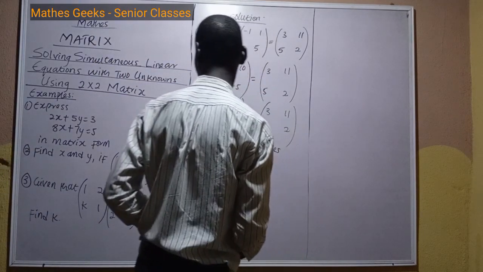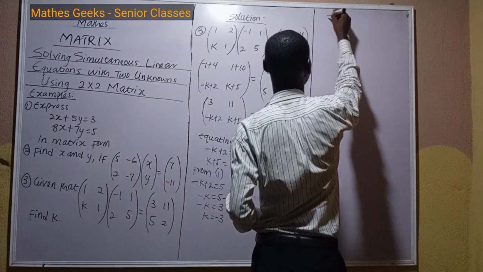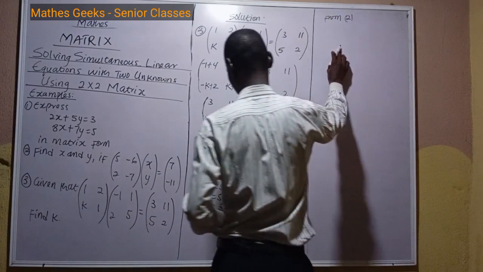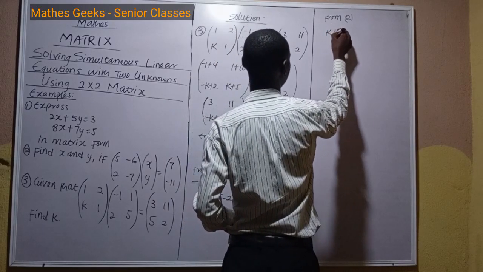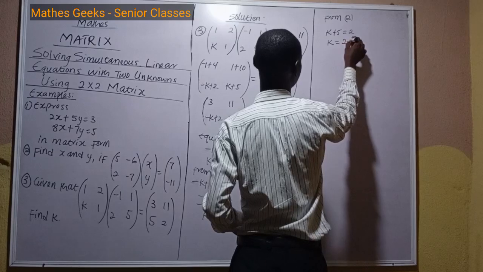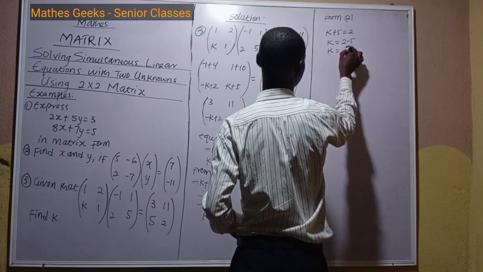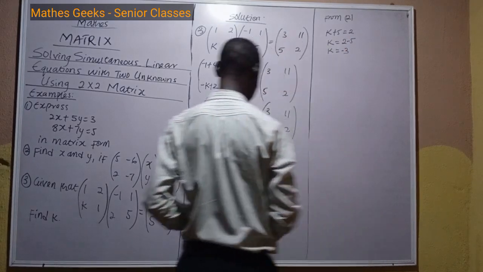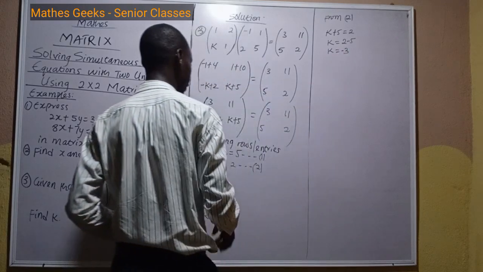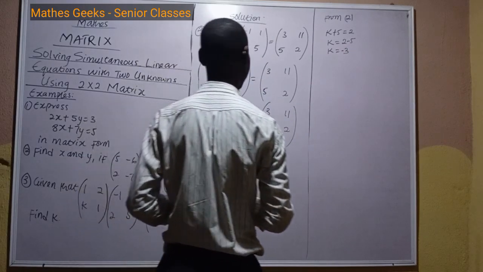Or if we say equation 2, we have that k plus 5 is equal to 2, and k is equal to 2 minus 5, k is equal to minus 3. So you see that the value of k here is the same as the value of k here, so that makes it true. So k is equal to minus 3.